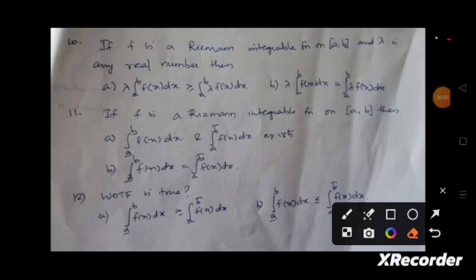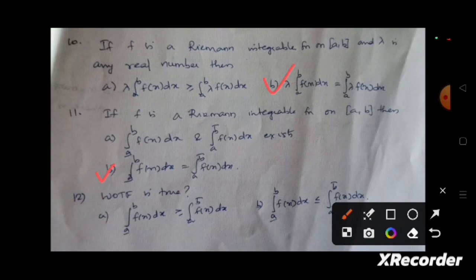10th question, if f is a Riemann integrable function and lambda is any real number, then option B is the right answer. Lambda integral a to b f x dx equal to integral a to b lambda f x dx. 11th, if f is a Riemann integrable function on closed a comma b, then option B is the right answer. Lower sum is equal to the upper sum.